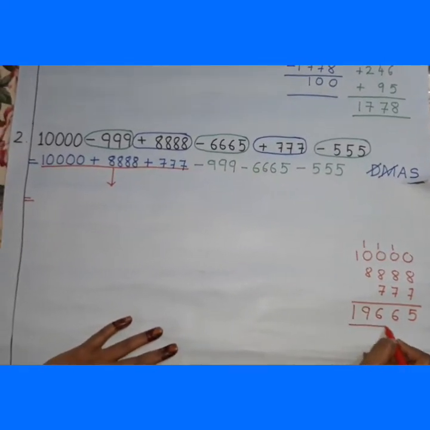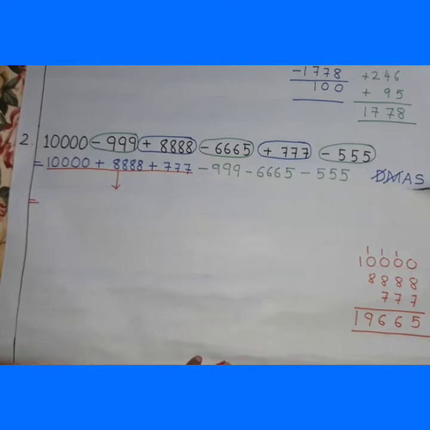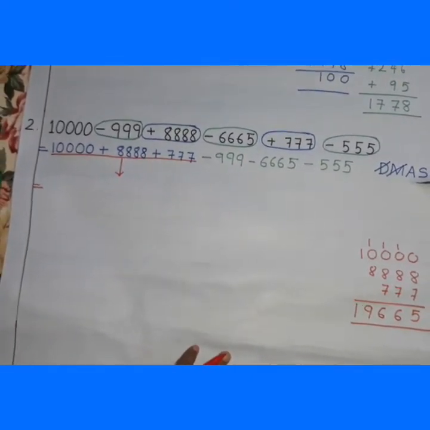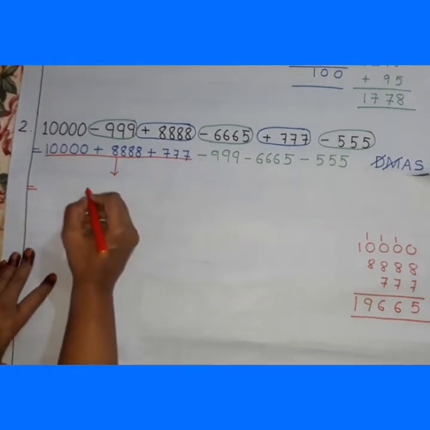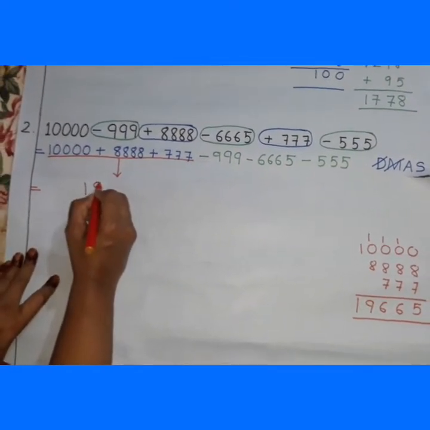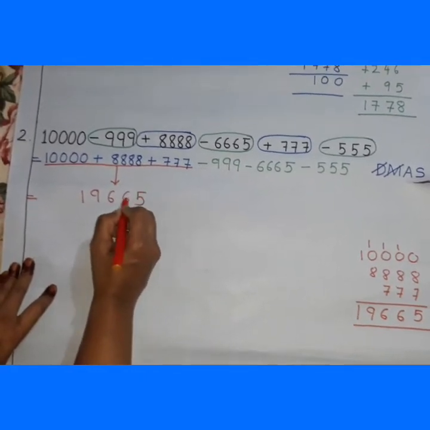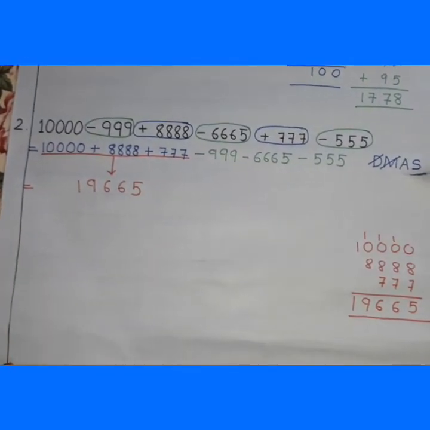Yes, you must be noticing. I am adding up fast. Am I right? But I want you to add up fast. That is why I also add up fast. Alright? So let's write down the answer here. 19,665. No problem till here, isn't it?